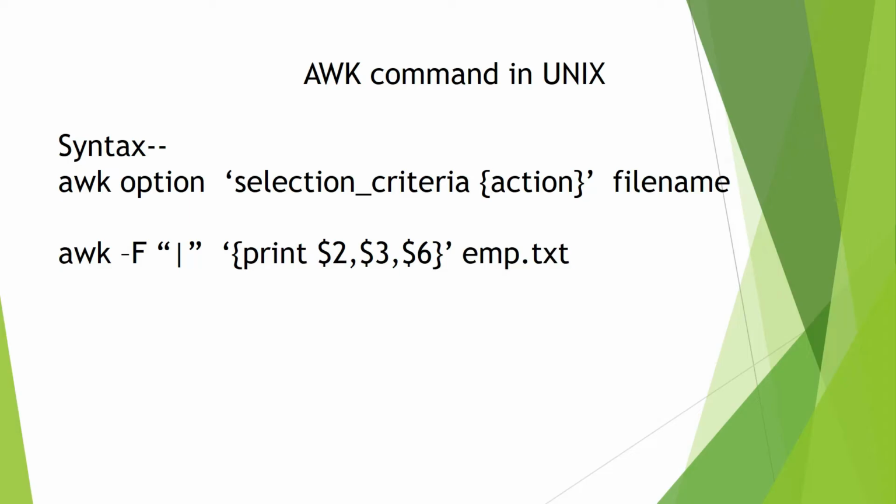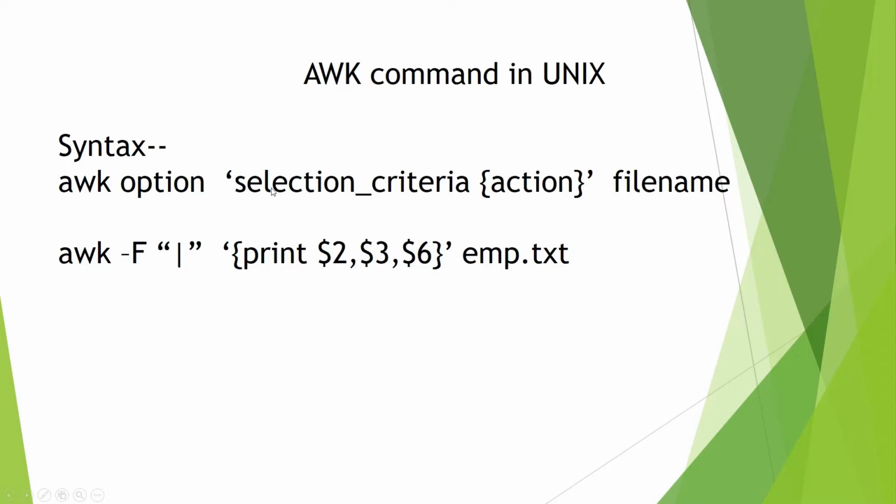Now let's learn the syntax of the awk command. What is the syntax of the awk command? You need to give awk and then you have to specify the option. There are multiple options available in the awk command. Let's suppose for an example, -F is one of the options to specify your delimiter. As I told you, in our file the delimiter is pipe, so I have to specify the pipe delimiter over here within double quotes.